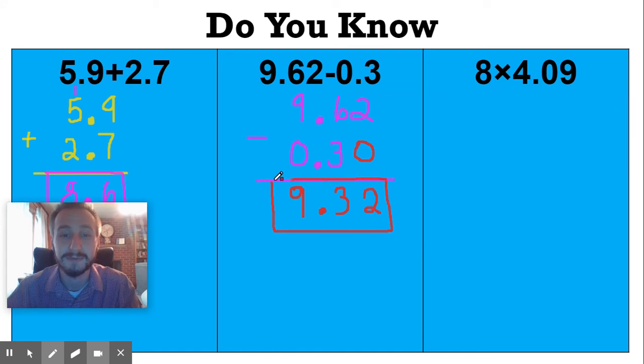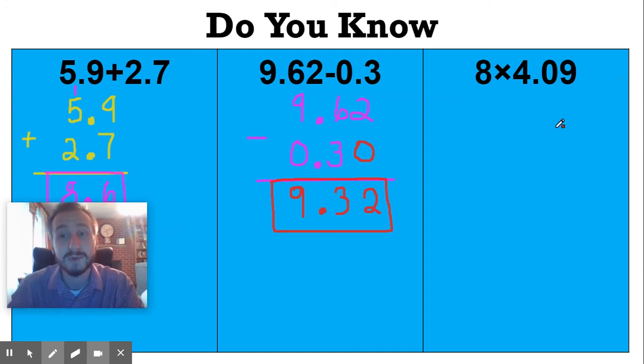9.32. And that's it. So whenever you're adding and subtracting with decimals, line up your decimals. Fill in any zeros that you might need to if there's any spaces. Okay, there wasn't any spaces we had to fill in on this one, but there was a space we had to fill in on this one. And once you've done that, you can add and subtract just like normal.